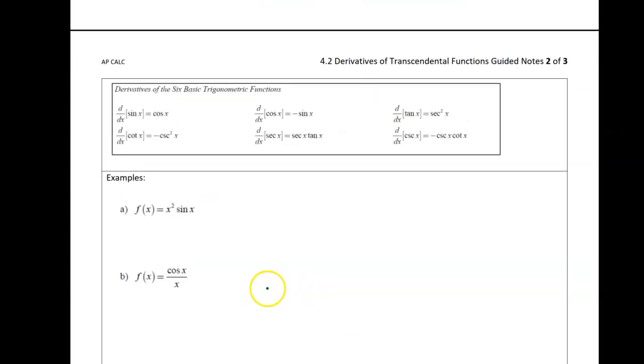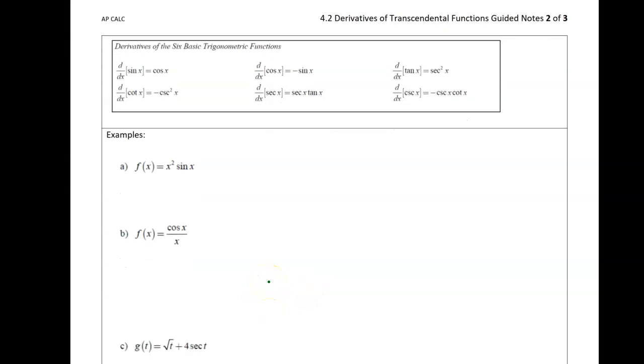We're not going to worry so much about where these formulas come from or how to derive them, because that's algebraically hard. We're going to worry about how to use them. All right, so notice the derivative of sine is cosine. The derivative of cosine is negative sine. And I'm just going to ask you to memorize that.